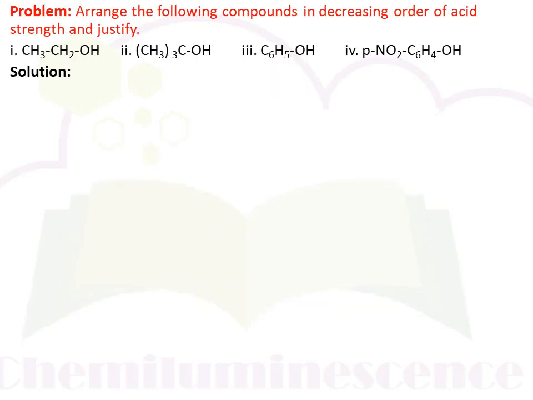Let's solve a problem based on the topic. Arrange the following compounds in decreasing order of acidic strength and justify your answer. The first compound is ethanol, the second one is tertiary butanol, the third one is phenol, and the fourth one is para-nitrophenol. For answering this question, we must know the stability of the conjugate bases of all these compounds. If you observe the compounds, the first two compounds are alcohols and the third and fourth compounds are phenols.